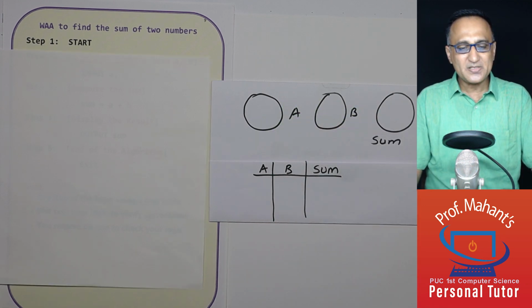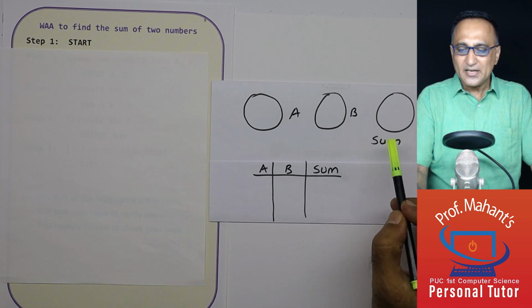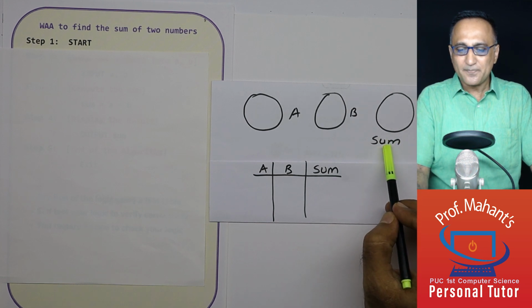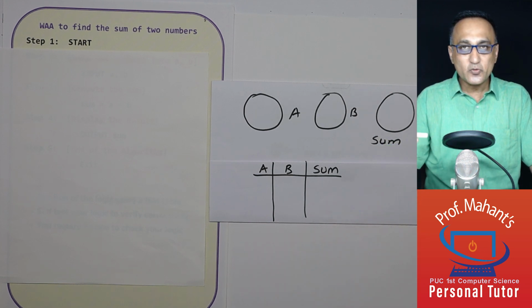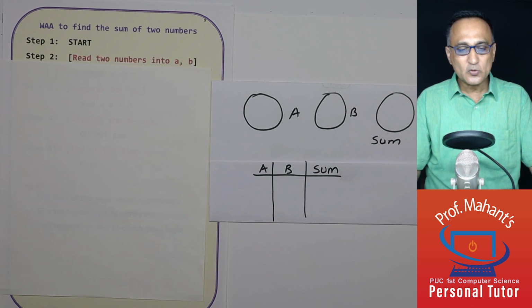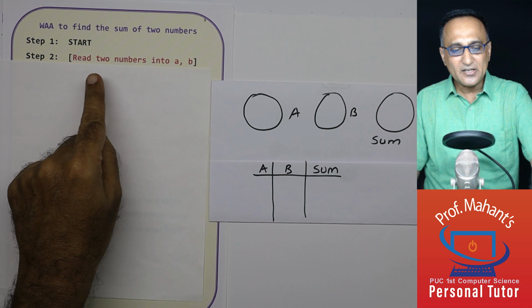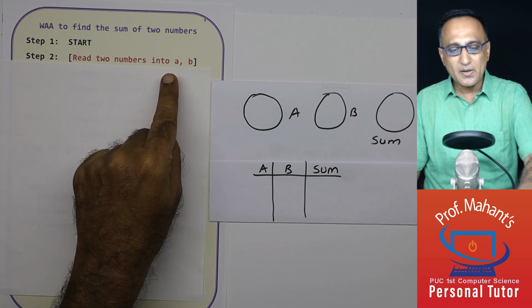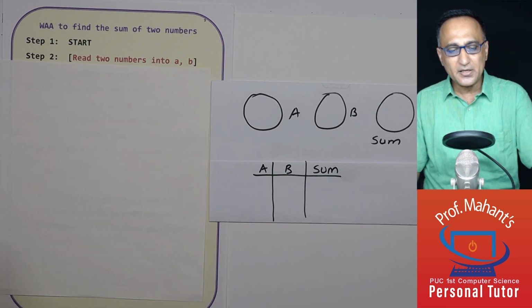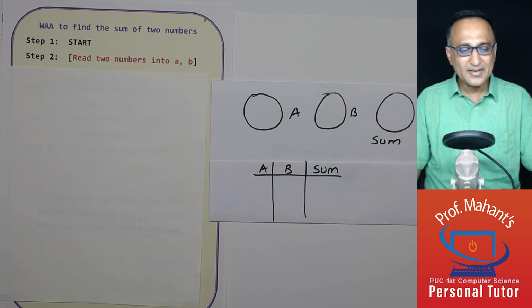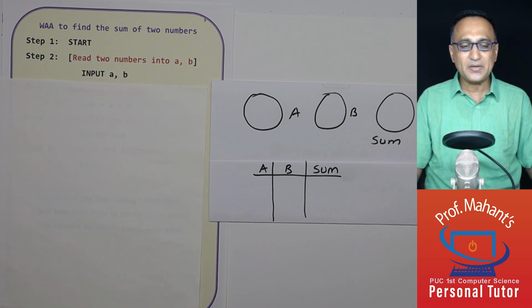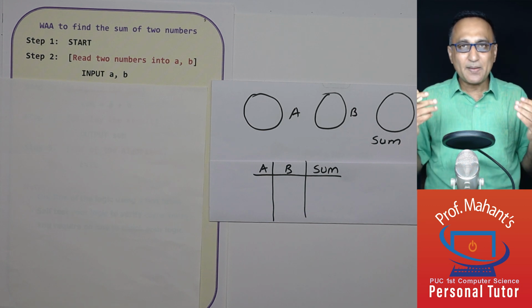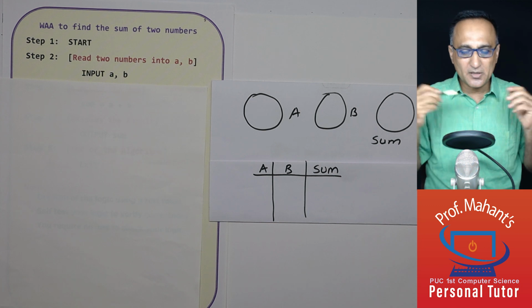So the first step is start. In order to calculate the value of sum, I need to ask the user to enter or input the value of A and B. So what do I say? Read two numbers into memory locations called A and B. How do I do that? In algorithms, I use the language input A comma B. Input means I am asking the user to enter the values from the keyboard.